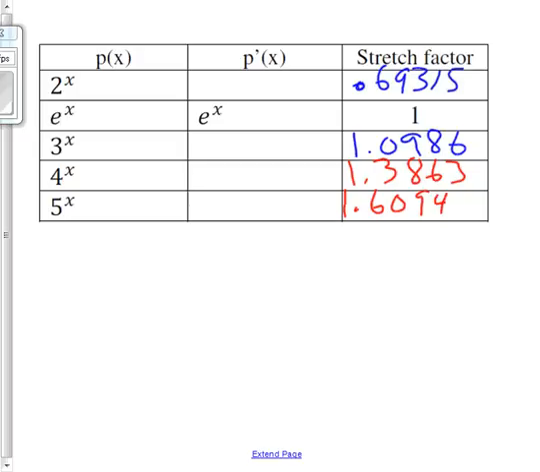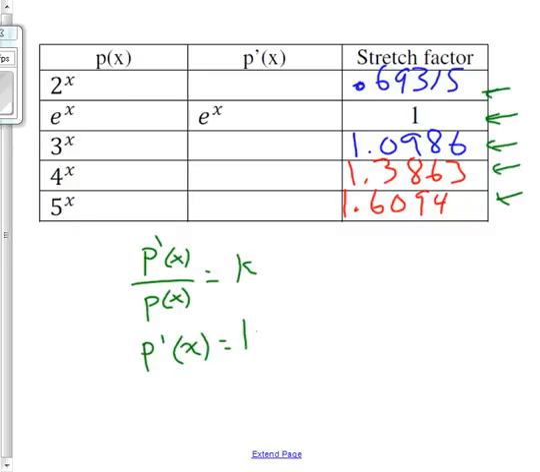So here's this table, and now what I want us to see is that our derivative over our function, in every single case, equals some constant stretch factor. So let's say that equals k. And so then we can say the derivative of my function equals k times p of x. So it's going to equal some constant times the original function. And just to be careful, this is only working for p of x equaling some exponential function, so base raised to the x power.